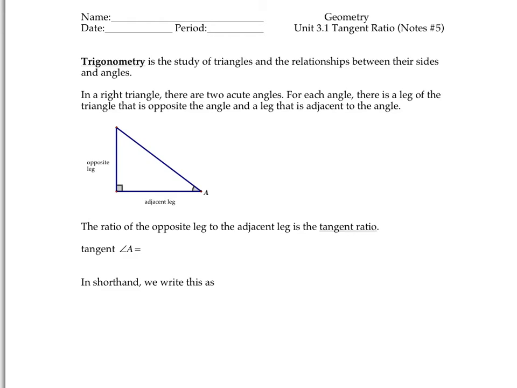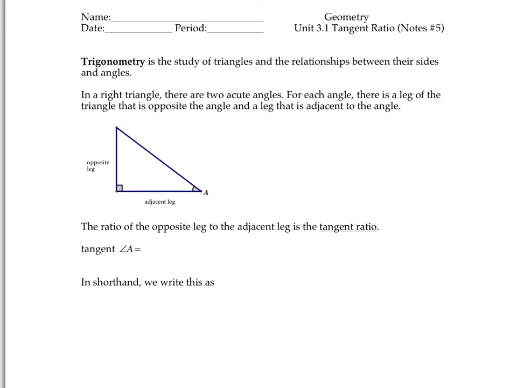Hi everyone. In today's lesson from Unit 3.1, we're going to be learning about the tangent ratio. The tangent ratio is part of a part of mathematics called trigonometry. And trigonometry is the study of triangles and the relationships between their sides and angles. We're going to focus on right triangles.